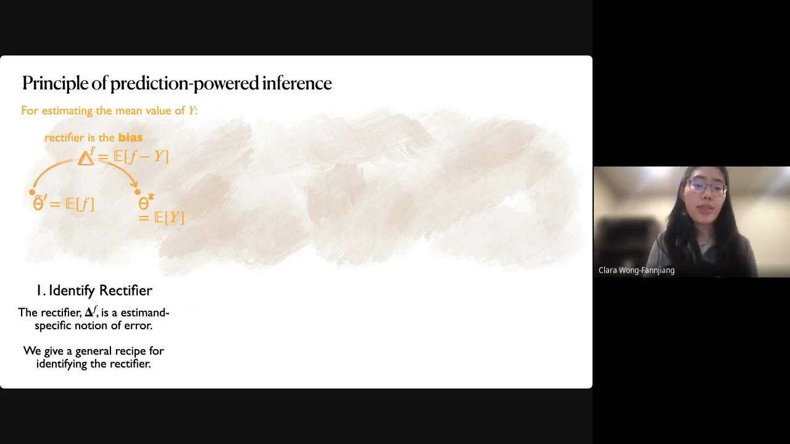So for just a bit more intuition, if this helps, if you were trying to estimate the mean value of y, the rectifier in this case is actually just the bias. It's the expected difference between the predictions f and the gold standard labels y. So that's the example of the rectifier for the mean value of y. And again, we provide a general recipe for mathematically constructing the rectifier for a broad class of other estimates that you might care about.